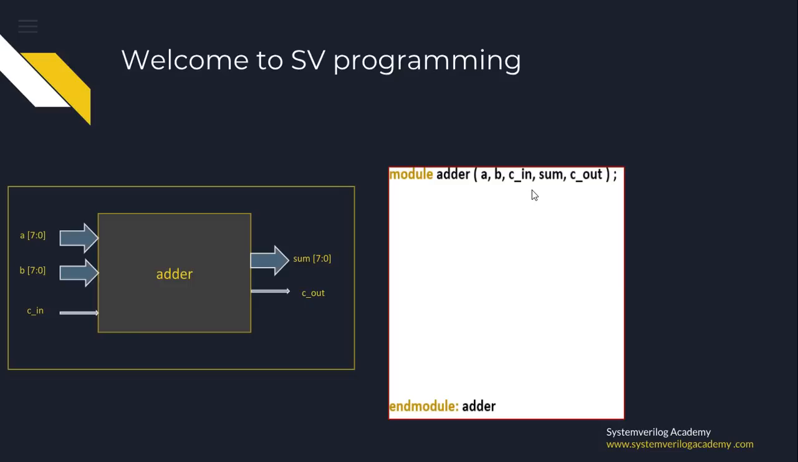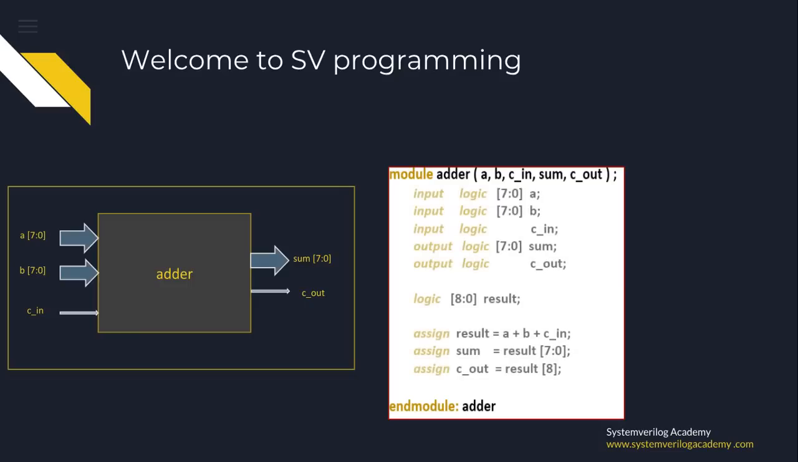Now you need to specify the type of these ports, that is, whether they are inputs or outputs. Here A, B, and C in are defined as inputs, and SUM and C out are outputs. Note that the ports A, B, and SUM are of width 8, which is an array of length 7 down to 0, and C in and C out are of width 1.